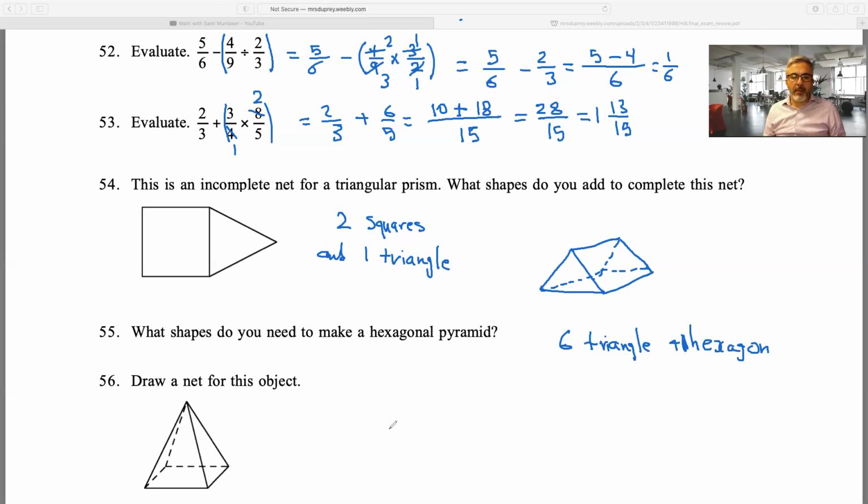Draw the net shape. So here you have basically a square on the bottom, and you have 1, 2, 3, 4 triangles. So you just put a triangle here, triangle there, triangle here, triangle there, and that's your net of this object right here.